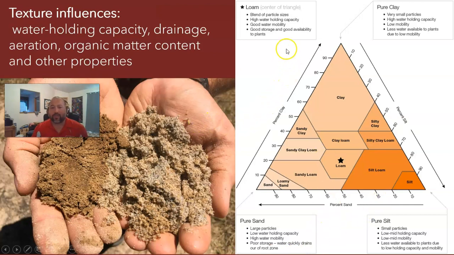So then let's go to loam. Let's go back up here to loam. A loam is a blend of the particle sizes. It's got high water holding capacity. It's got good water mobility, and it's got good storage and good availability to plants.